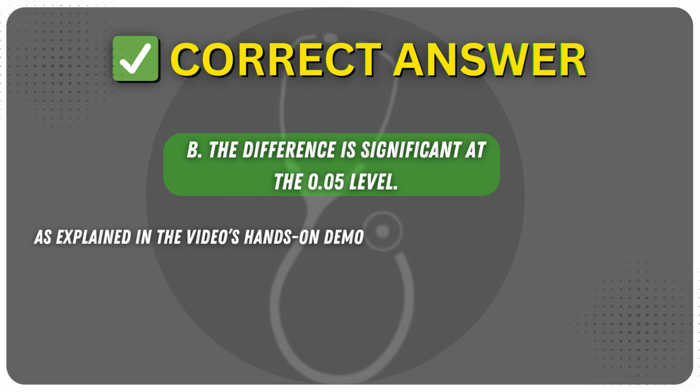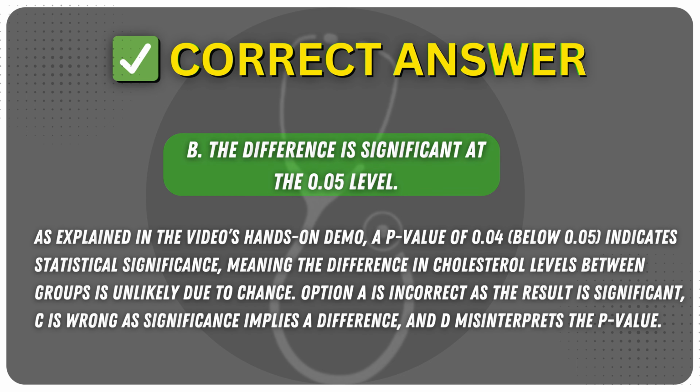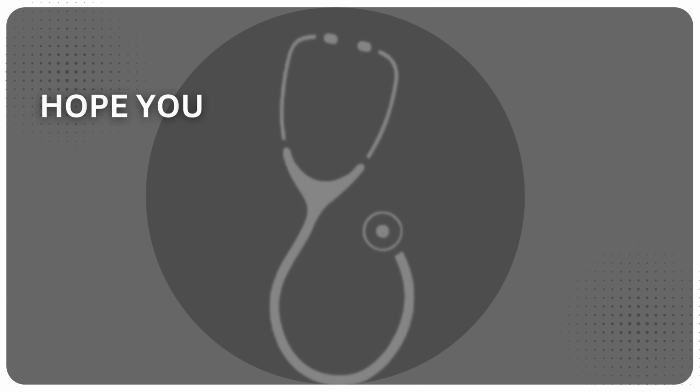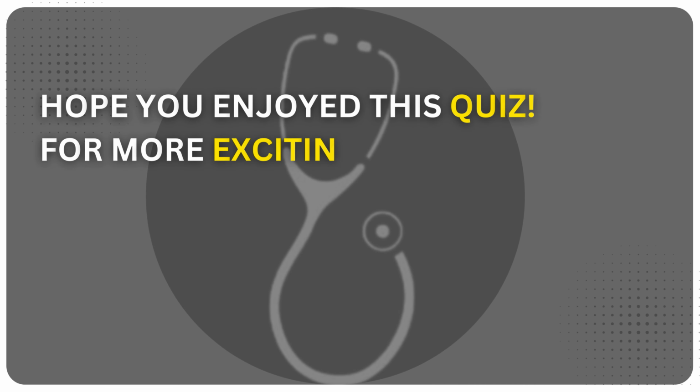Correct answer is B. The difference is significant at the 0.05 level. Because as explained in the video's hands-on demo, a p-value of 0.04, below 0.05, indicates statistical significance, meaning the difference in cholesterol levels between groups is unlikely due to chance. Option A is incorrect as the result is significant, C is wrong as significance implies a difference, and D misinterprets the p-value.